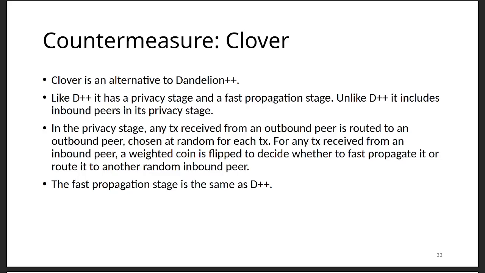Another potential countermeasure is Clover. Clover is an alternative to Dandelion++. Like Dandelion++, it has a privacy stage and a fast propagation stage. Unlike Dandelion++, it includes inbound peers in its privacy stage. In the privacy stage, any transaction received from an outbound peer is routed to an outbound peer, chosen at random for each transaction. For any transaction received from an inbound peer, a weighted coin is flipped to decide whether to fast propagate it or route it to another random inbound peer. The fast propagation stage is the same as Dandelion++.